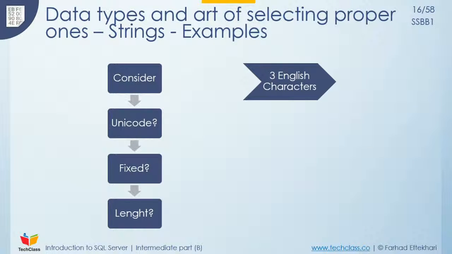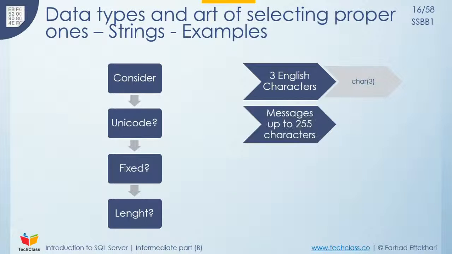And here's an example: sometimes we would like to store some information which we already know is 3 English characters. So we already know the length of this data type is 3. So char3 is the best choice in that case.